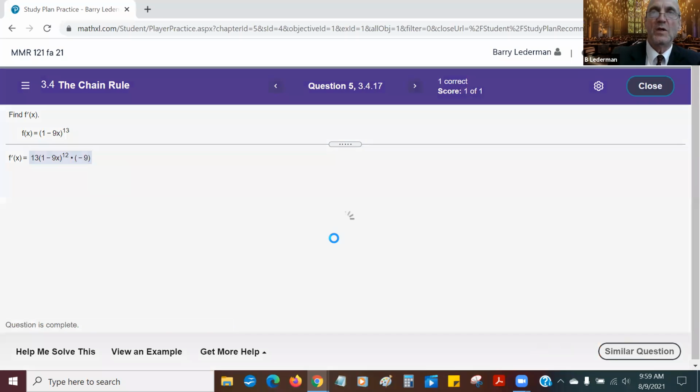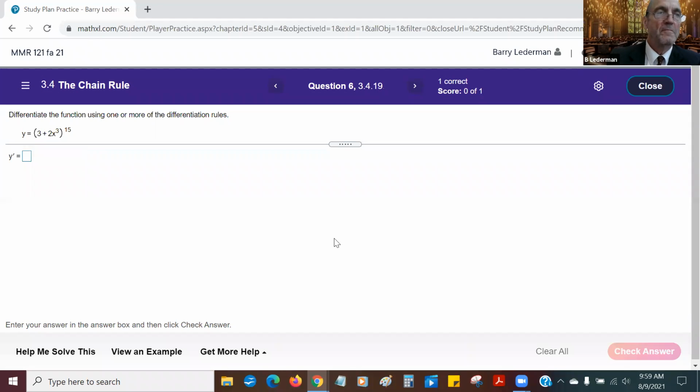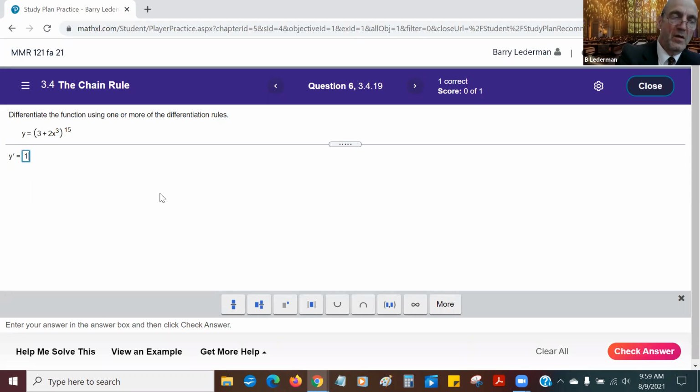Okay, let's look at another. I just want to do a couple of examples with you. Okay, this is going to be the same thing. It's going to be 15 times 3 plus 2x raised to the 14th power, and times the inner derivative, which is going to be 6x squared.